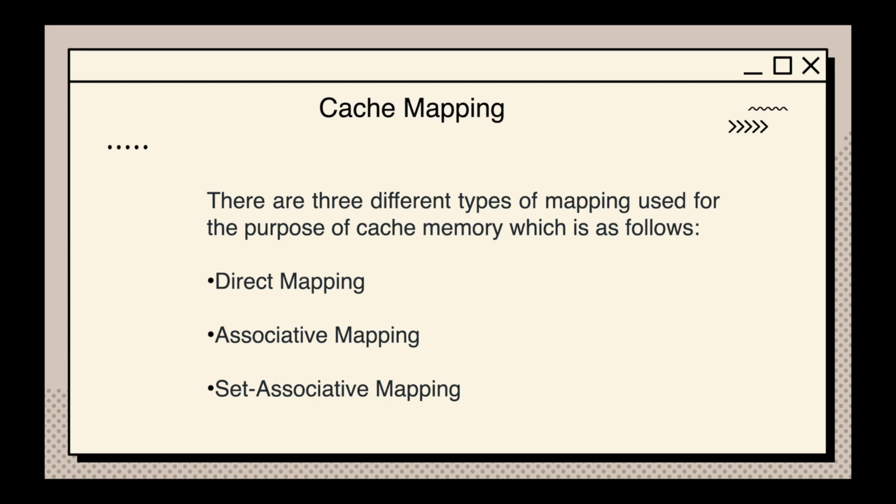The remaining S bits specify one of the 2 to the power S blocks of main memory. The cache logic interprets these S bits as a tag of S minus R bits and a line field of R bits. This latter field identifies one of the m equals 2 to the power R lines of the cache. Line offset is the index bits in direct mapping. So this was all about cache direct mapping.